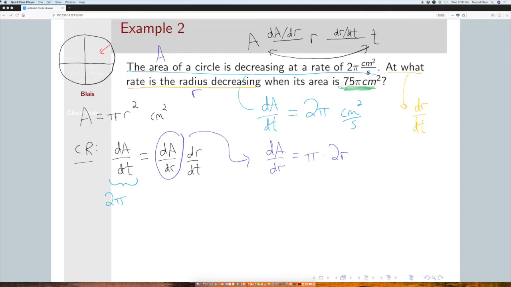Putting this all together gives us that 2 pi. Actually, we should be careful. It's decreasing. So we should note that we have a negative sign because the area is decreasing. So we have a negative 2 pi, that's our dA/dt, equals dA/dr, which we just saw was 2 pi r from this calculation, times dr/dt.